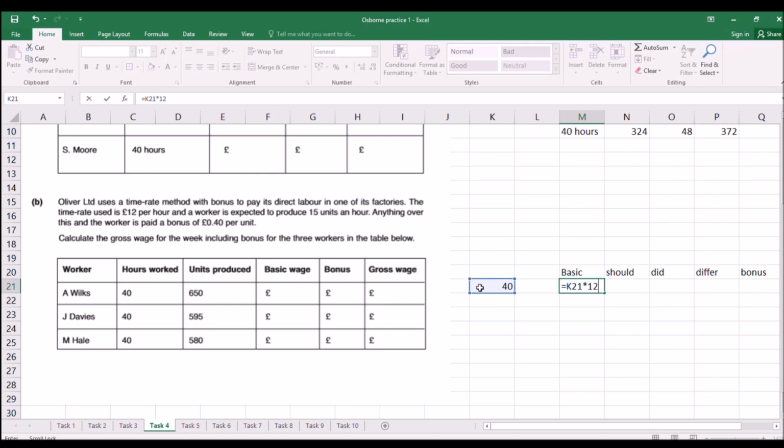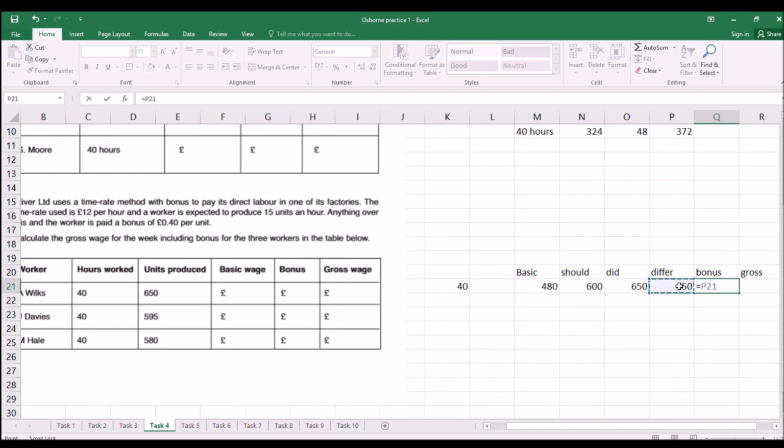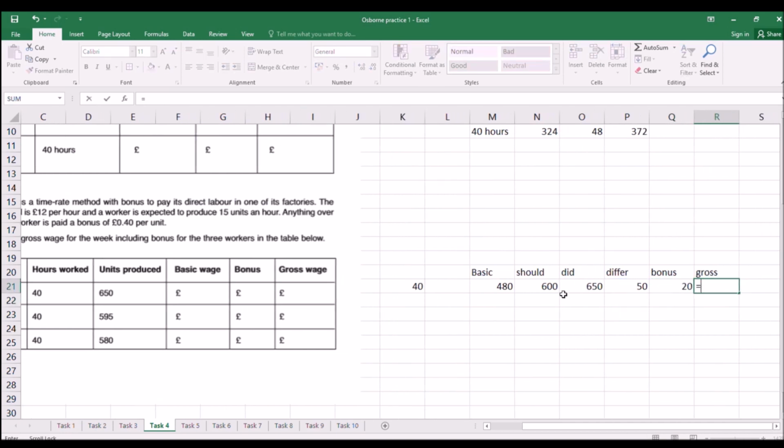Times by 12. That's what we should have in terms of our basic per hour, our first person. Now, what should they have produced? They should have produced 15 units per hour, so times that by 15. And they actually produced 650. So the difference is 50. We multiply that by 40 pence per unit to give our bonus. And then our gross, the basic plus the bonus, is 500.